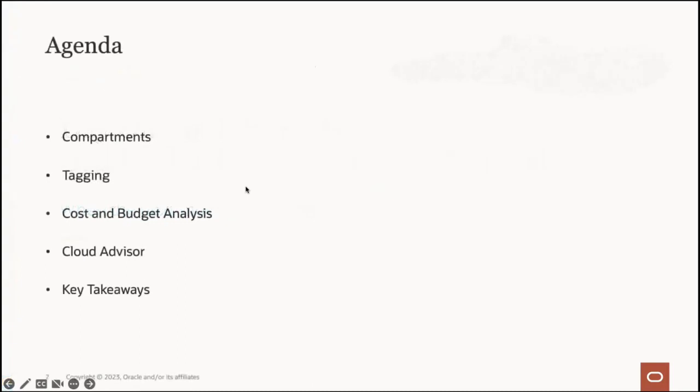So quick agenda. What are we talking about today for business operations? We're going to focus on compartments, tagging, cost budget analysis, Cloud Advisor, and some key takeaways from all of this. Feel free to drop questions in the Q&A. We'll try our best to answer those as we go through, and we'll keep some time towards the end to answer some of those questions. In today's journey, we're going to hop in the console and do some demonstrations, talk about it, and show you what it looks like.